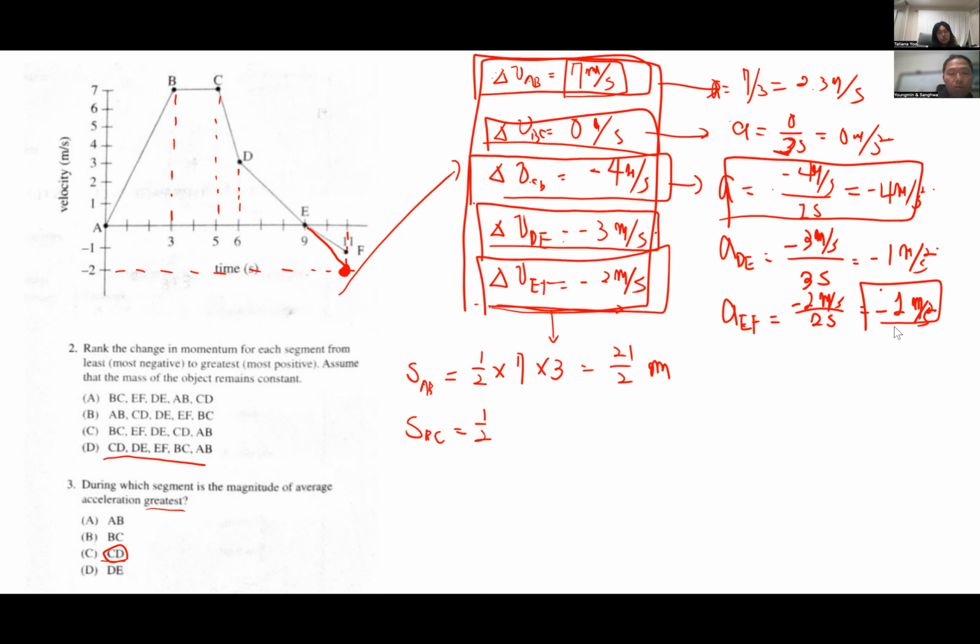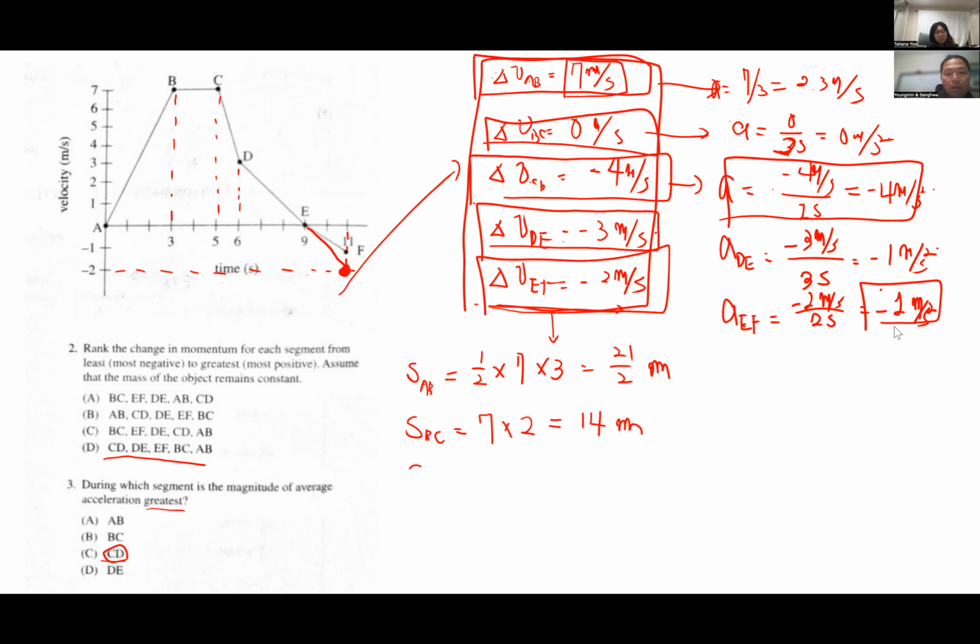And the distance BC, 1/2. Oh, I'm sorry, not 1/2. That's the area of a rectangular area from B to C. So that is 7 times 2. It moves with the 7 meter per second over 2 seconds, so that is 14 meter.